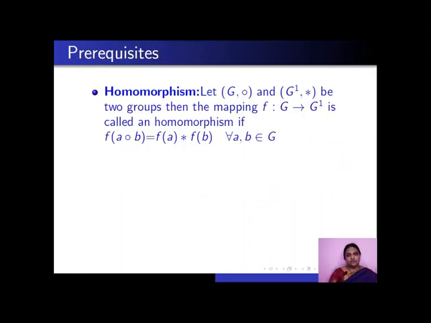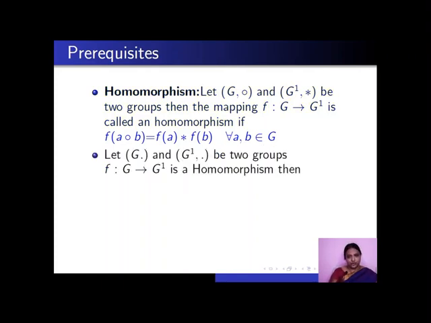Now let us recall a few important definitions. Out of them, the first one is homomorphism. If there are two groups, G circle, where G is a non-empty set and circle is a binary operation, and another group G dash, a non-empty set with star as the binary operation, then the mapping F is said to be a homomorphism if F of A circle B is equal to F of A star F of B, for all A, B belongs to G.